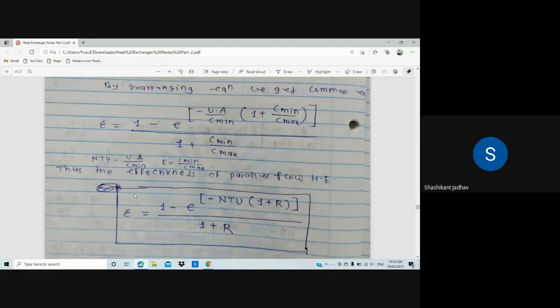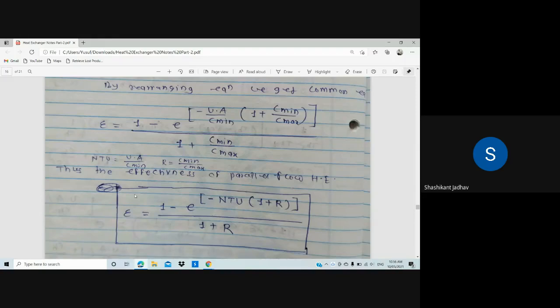Okay, so what we have done is put NTU in place of U upon C minimum and put R in place of C minimum upon C max. And this is the equation to calculate the effectiveness for the parallel flow heat exchanger. If a parallel flow heat exchanger is given and we have to find out the effectiveness, at that time we have to use this equation, that is epsilon is equal to 1 minus e raised to minus NTU into bracket 1 plus R divided by 1 plus R. So by using this equation, we calculate the effectiveness of the parallel flow heat exchanger.